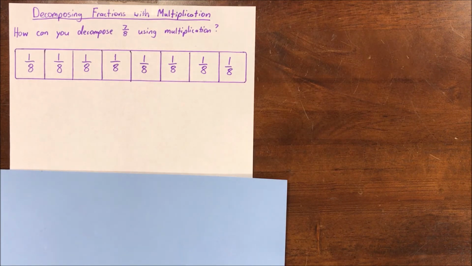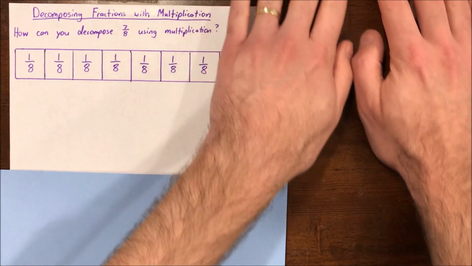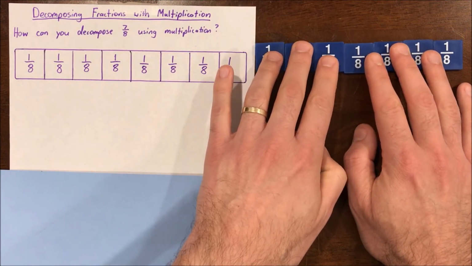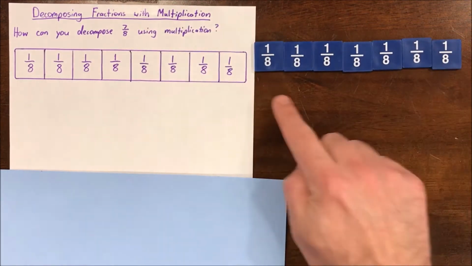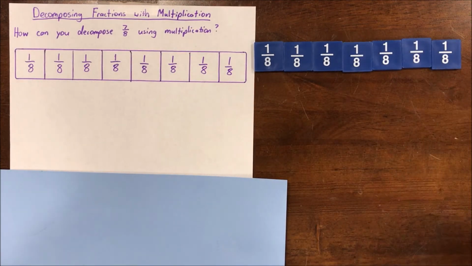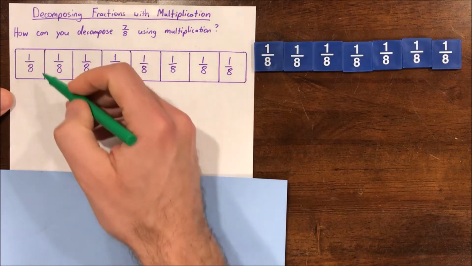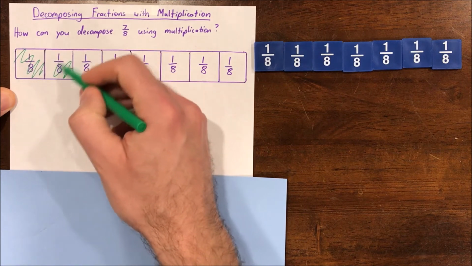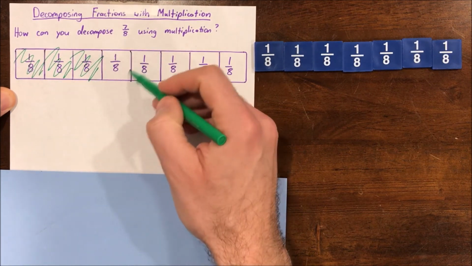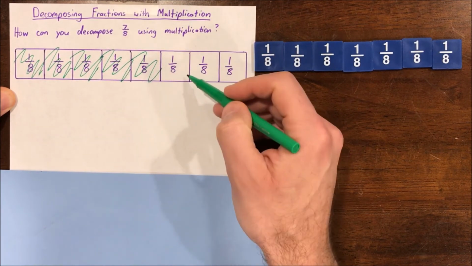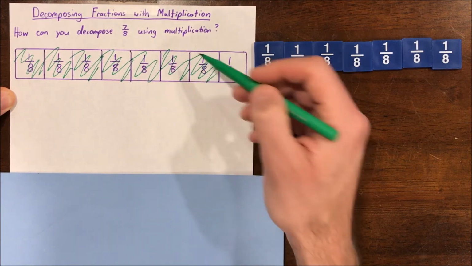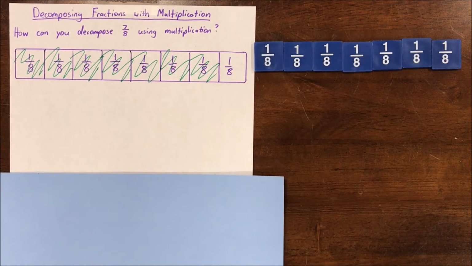Yeah, there's different options. One way we could do it is to have 7 fraction tiles of 1/8 each. Another possibility is just to shade 7 1/8 pieces on a picture like this. Okay, so then how could we represent 7/8 using multiplication? Say it out loud.